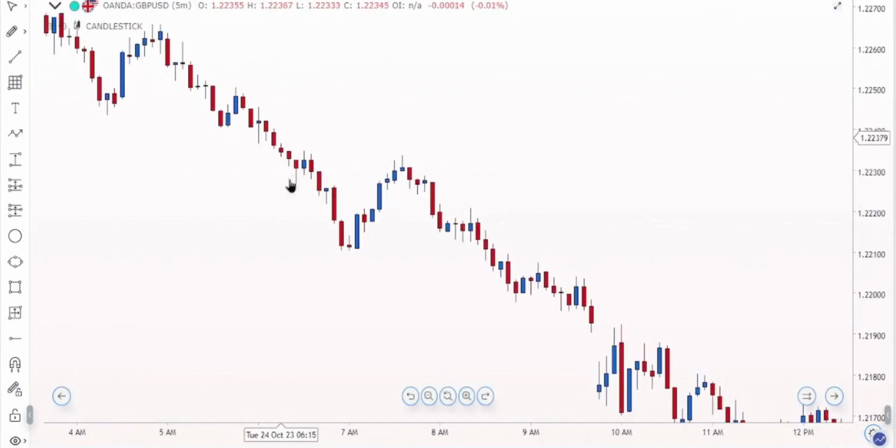Now, take a look. This low came here and price went up to take out this high. Now, this is your order flow here. I said the first thing is to get to know unmitigated order flow.